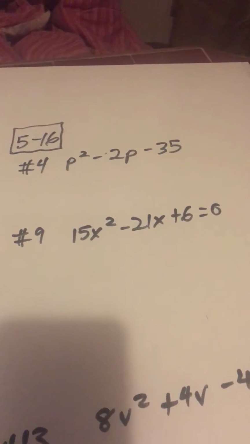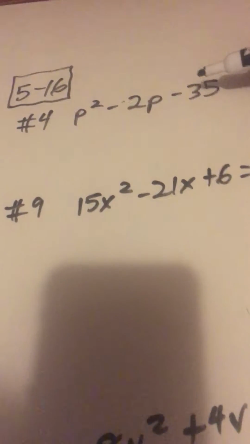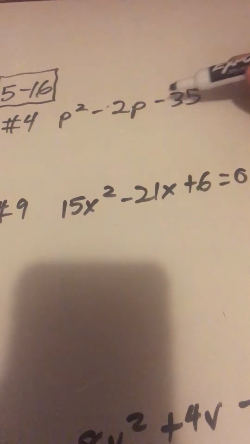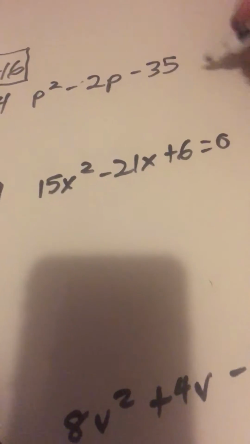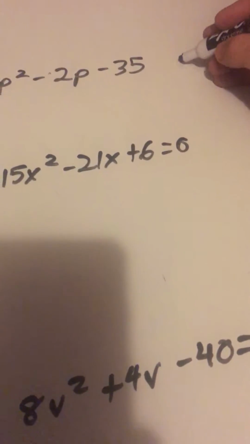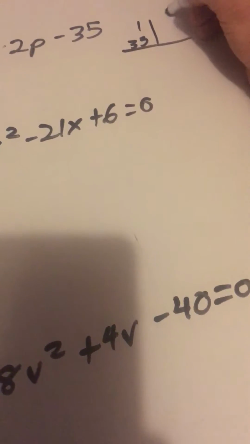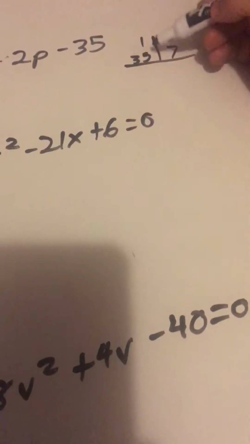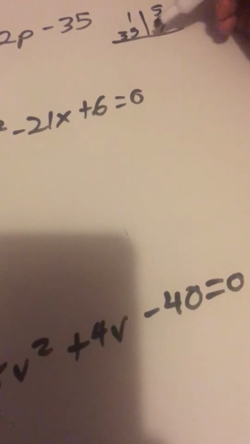All right, now we're looking at worksheet 5-16, and I'm looking for what are my factors. If I multiply, I get a negative 35. If I combine, I get a negative 2. Okay, well, what are my factors of 35? That's simple. 1 and 35, and 5 and 7. And I say it's simple because there's only 2 of them, or 4 factors, I should say, 2 sets.